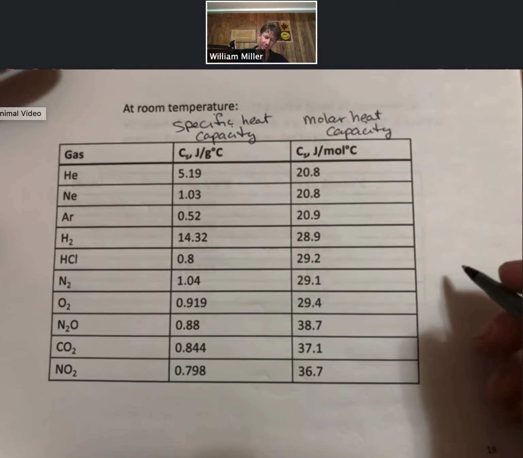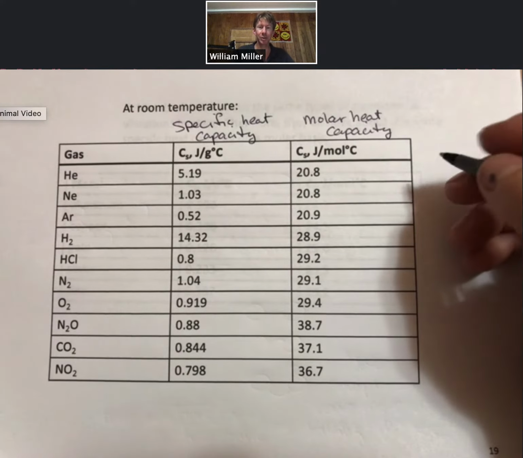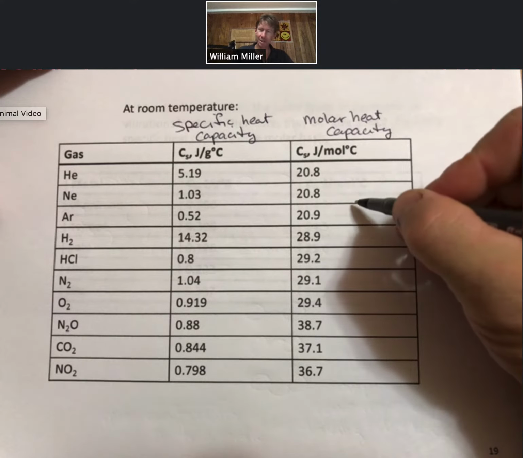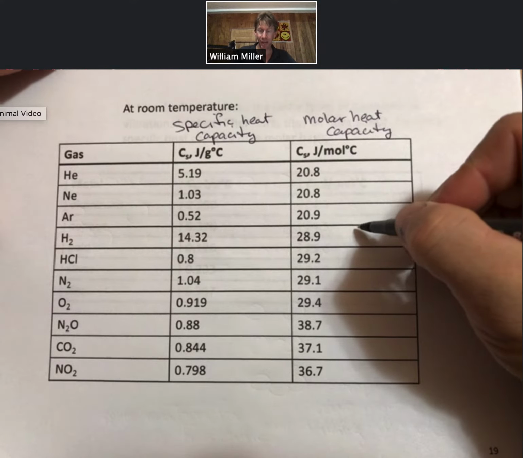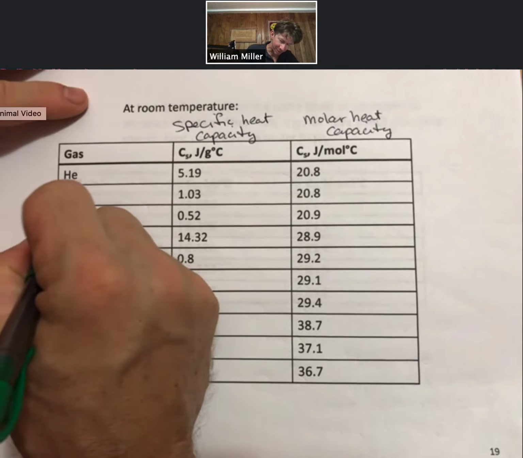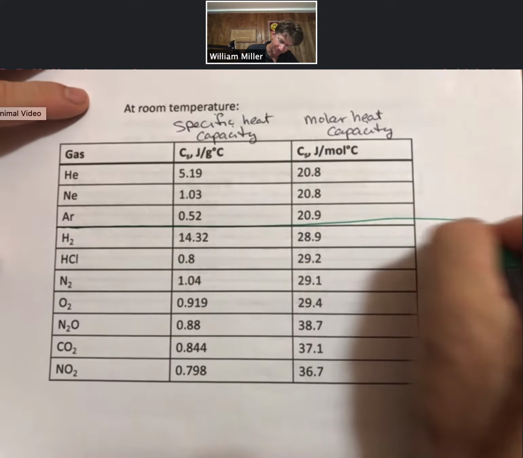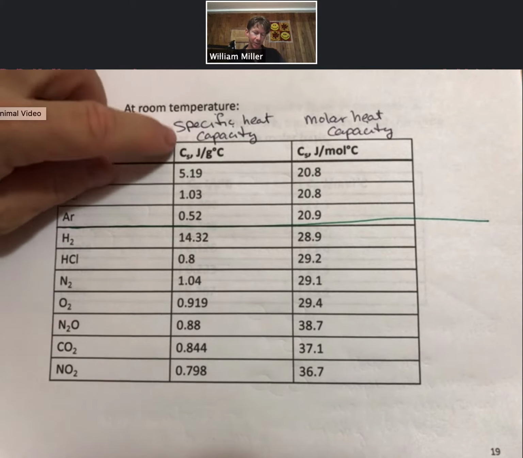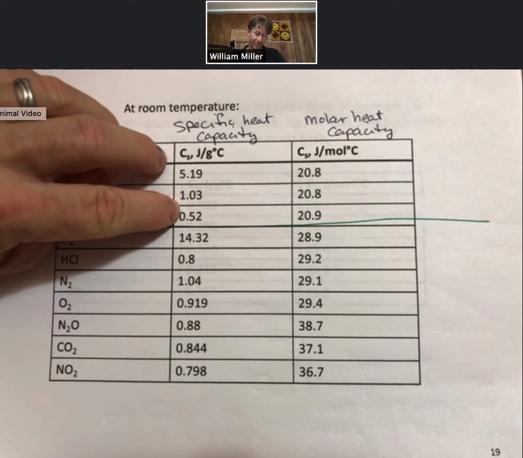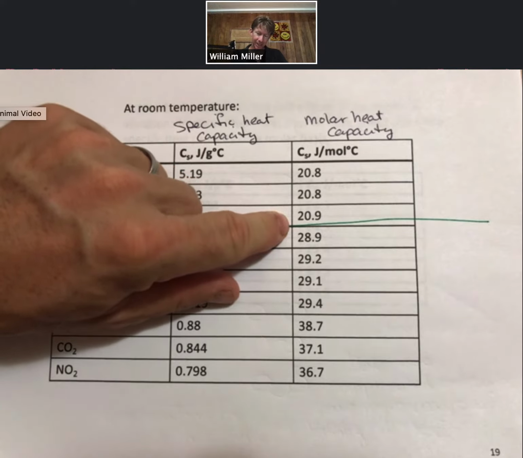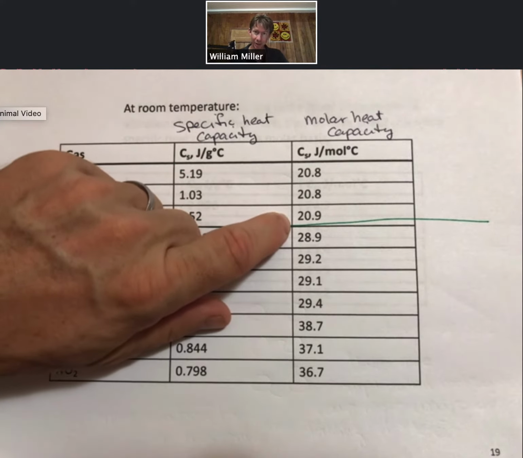And the reason we bring this up at all, the reason we're discussing this, is because if you look at the molar heat capacities, you can see some trends that are not obvious any other way. Let me see if I can point them out if you haven't already seen them. For the substances helium, neon, and argon, if you look at their specific heat capacities, you'll see they're very different. But if you look at their molar heat capacities, they are essentially the same or very close to each other.